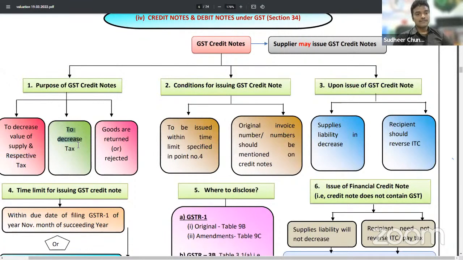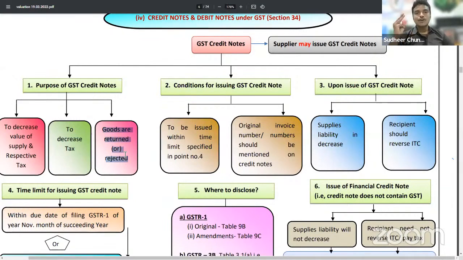Number two, here if you see, to decrease the taxes. First one, to decrease the value. Second one, to decrease the taxes. Now coming to the third one. When the goods are returned, that means nothing but sales returns. Sales returns means the customer will not make the payment for that, or even though payment is made, we have to give it back. That's why when the goods are returned, then also to reduce the customer balance, we issue a credit note.